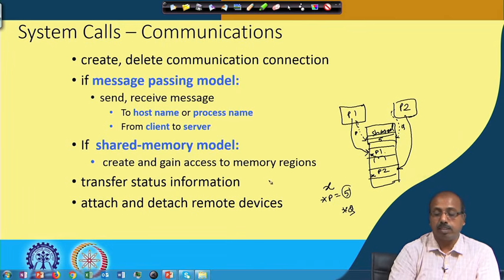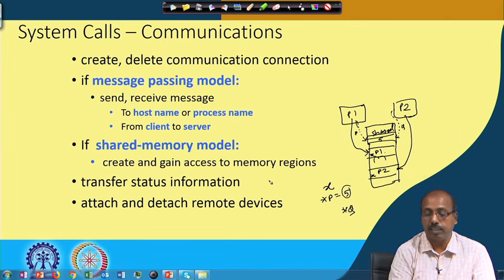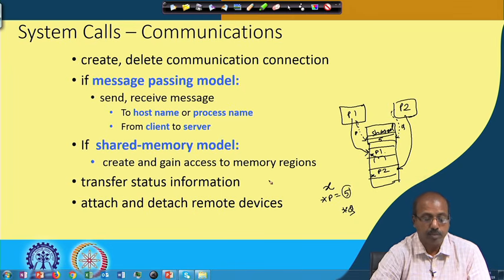So, from one process, we may need to tell what is the status of the process at this point of time. So, that way the status information needs to be transferred.